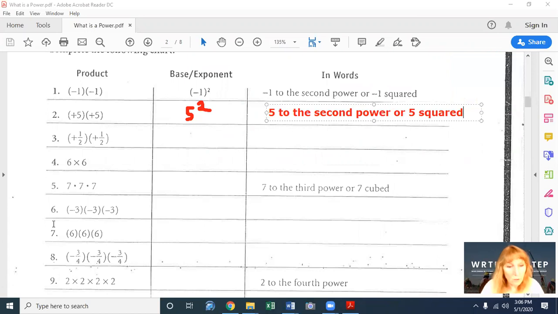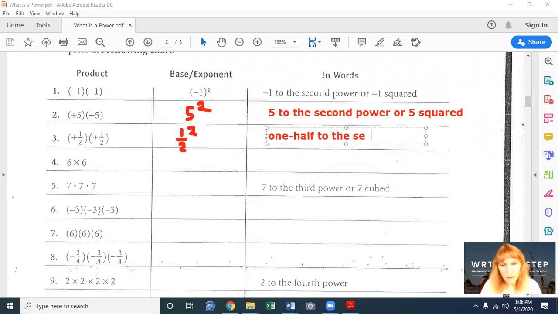Okay, next one is 1/2 times 1/2. That would be 1/2 to the second power. In words, that would be 1/2 to the second power, or 1/2 squared.